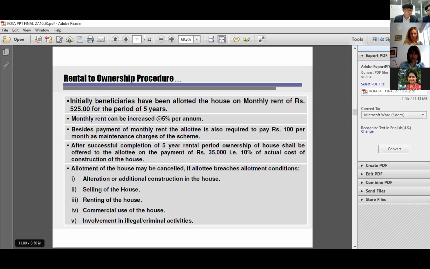After successful completion of the 5-year rental period, ownership of the house shall be offered to the allottees on the payment of rupees 35,000, that is 10% of the actual cost of construction of the house. And allotment was made on the following conditions: any alteration and addition in the construction is not allowed, selling of the house is not allowed, the house cannot be further sublet, commercial use is not allowed, and so on.